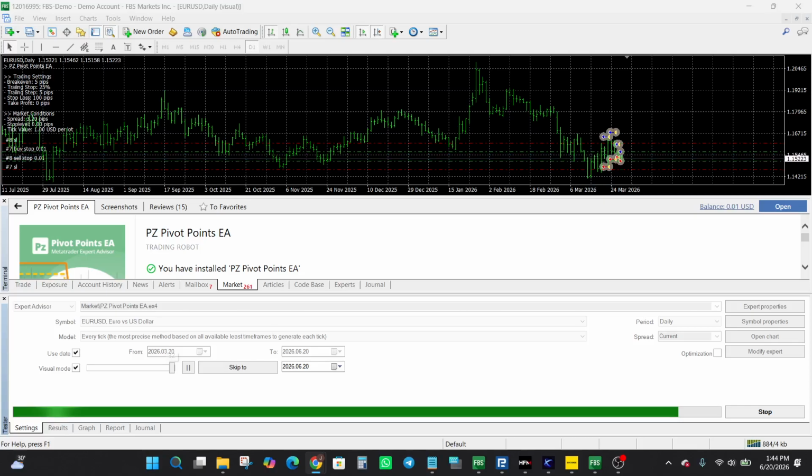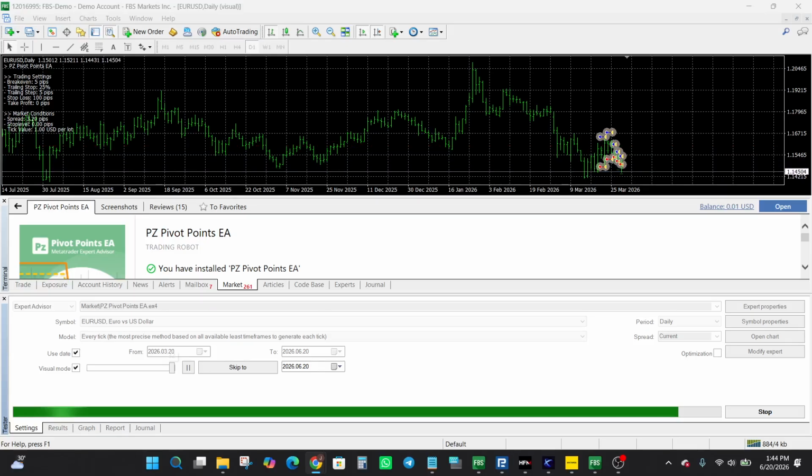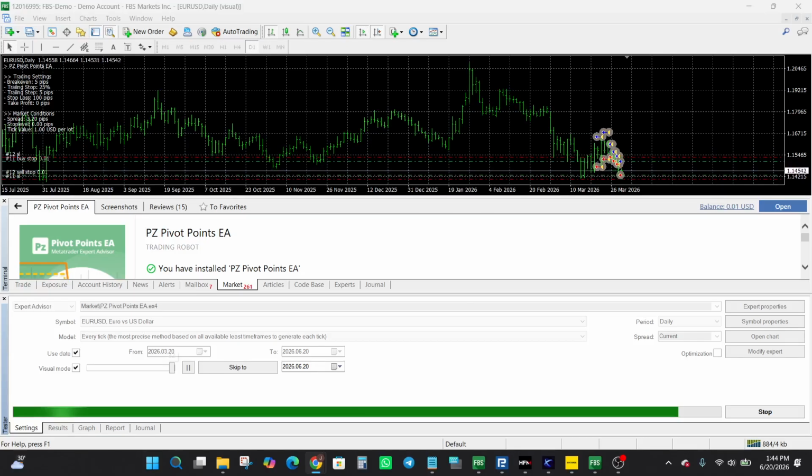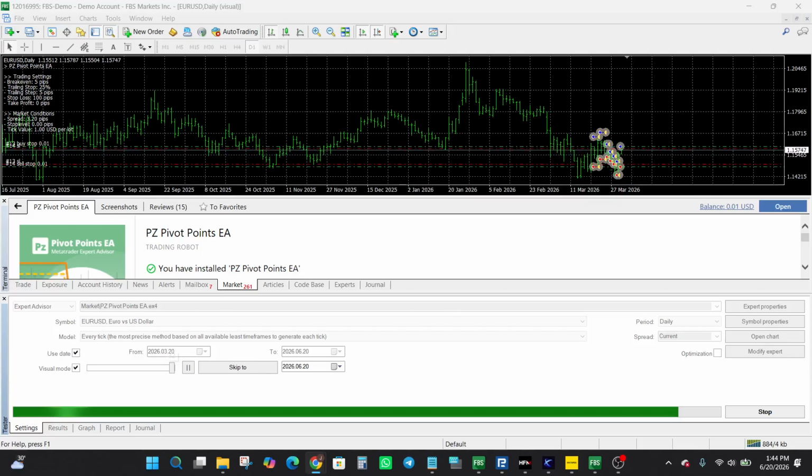So overall, the PZ Pivot Points EA provides a flexible MT4 trading framework built around classic pivot levels with multiple trade behaviors, session filters, and money management options. As always, I would recommend running longer term testing and optimization to understand how it performs across different market environments before considering any live use.